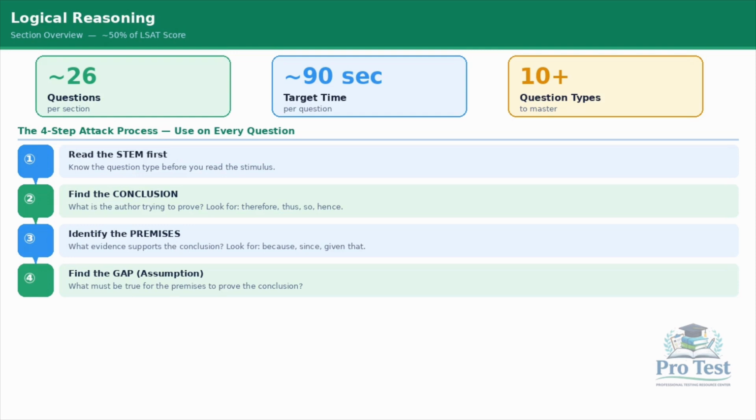Logical reasoning accounts for roughly 50% of your LSAT score, making it the most important section to master. Each logical reasoning question presents a short stimulus, an argument or scenario, followed by a question stem and 5 answer choices. Every logical reasoning question tests your ability to identify and evaluate the logical relationship between premises and a conclusion. The foundation of every strategy in this section is the same. Find the conclusion, find the premises, and identify the gap between them.